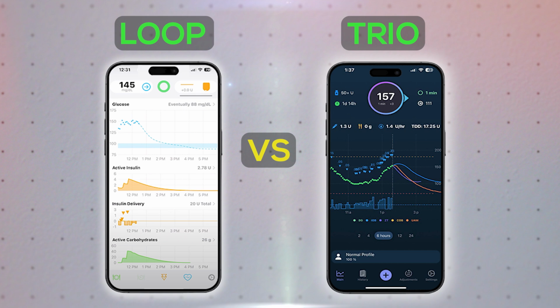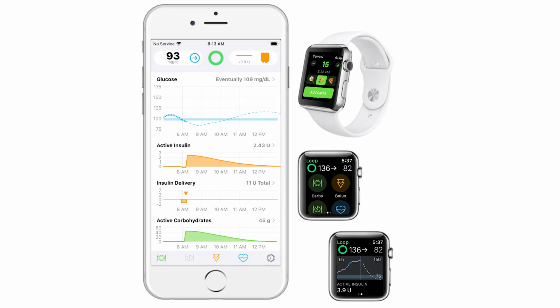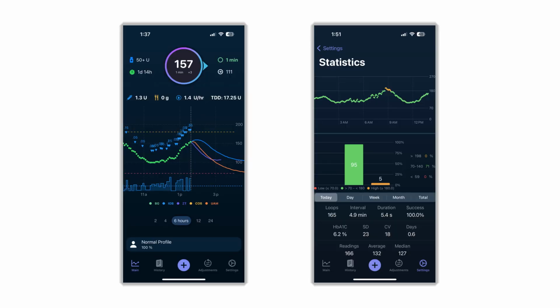At least right now, if someone were to try out the two, can you tell me a little bit about how both of them look? Loop is much prettier. It's a little bit more streamlined. In the way that it looks, it's pretty straightforward in where you're going for each thing. Whereas Trio right now, you kind of have to click to find what you're looking for still.